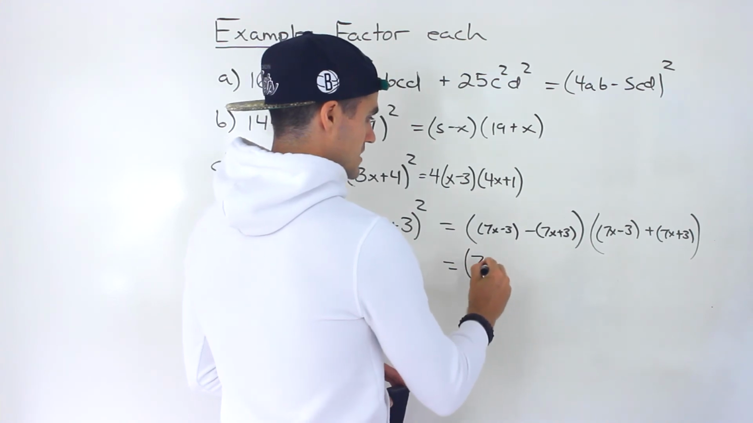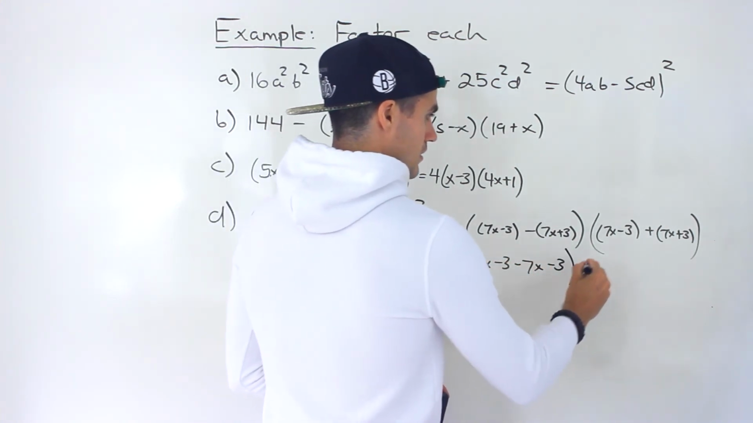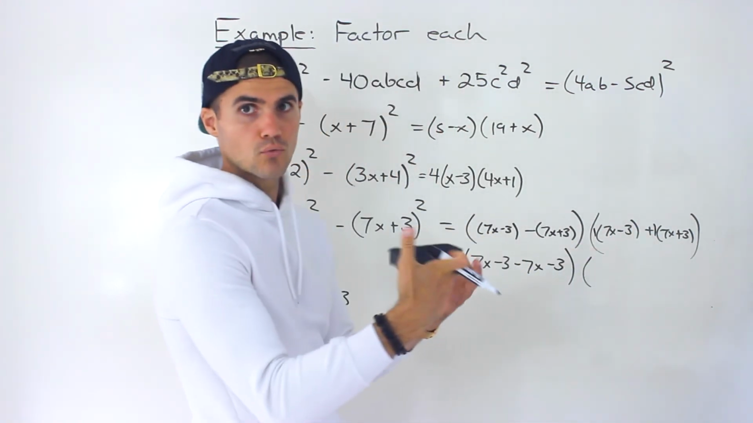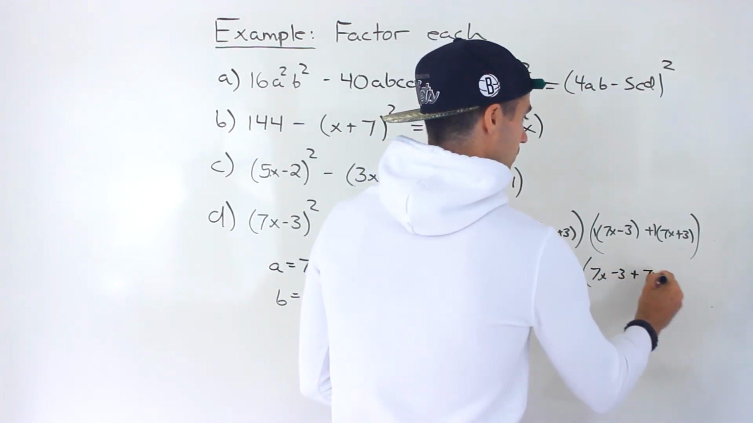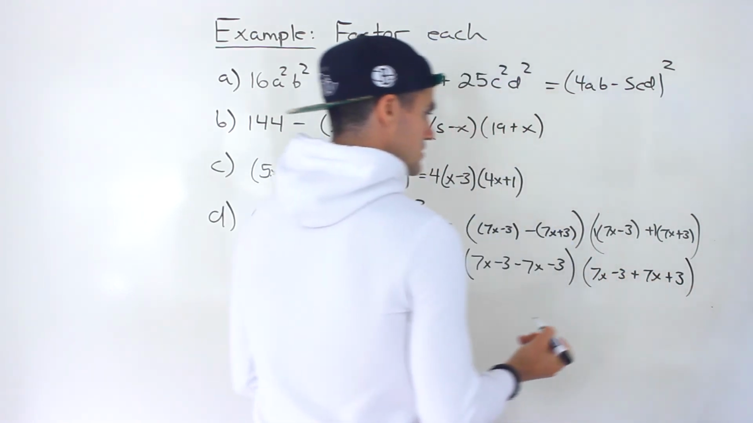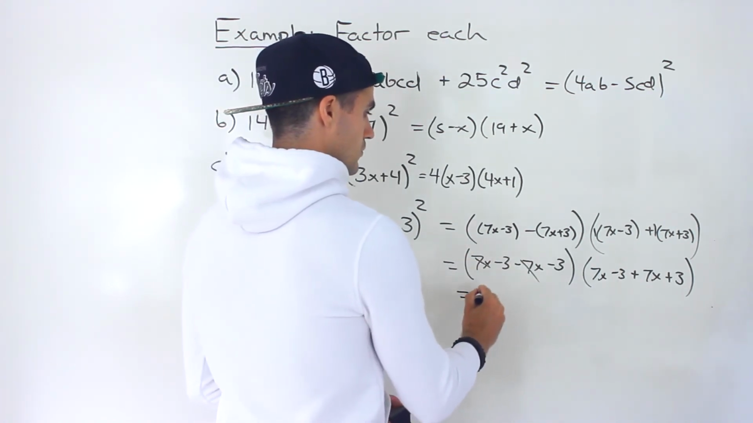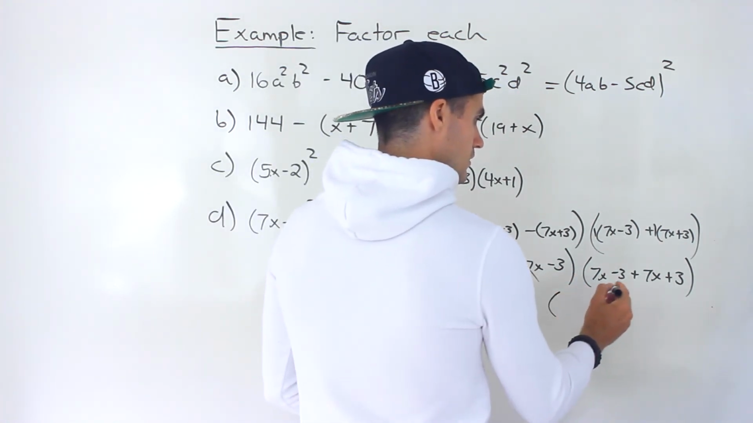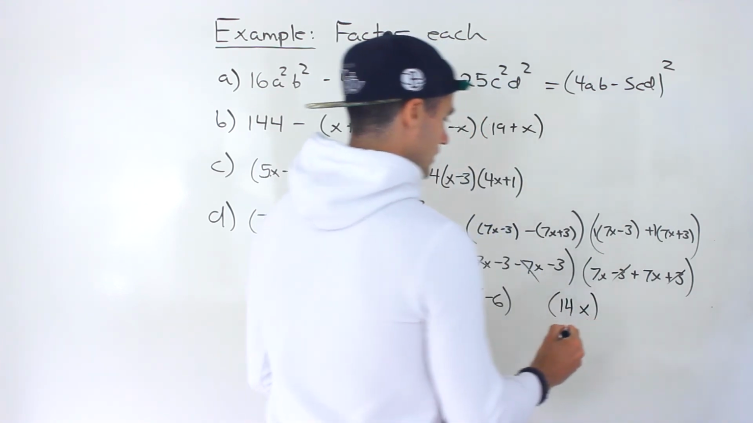So what happens here? Notice that we'd end up with 7x minus 3. Distribute this negative inside the bracket. And because we have just a positive 1 here, we could just get rid of the brackets. We'd end up with 7x minus 3 plus 7x plus 3. Then notice there's going to be a lot that cancels out here. This 7x minus 7x, so we'd end up with negative 6 in this bracket. And over here, this and this cancel out, we'd end up with 14x.